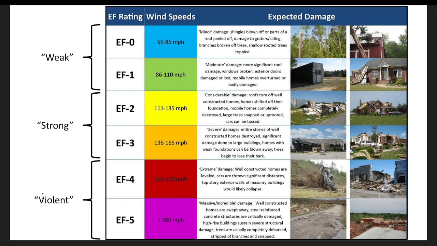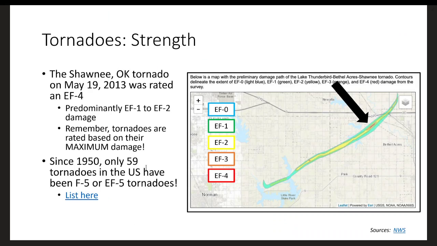Pretty much everything is gone. You're going to flatten the area. Well-constructed homes are completely swept away. Steel-reinforced concrete structures are critically damaged. High-rise buildings sustain severe structural damage. Trees are usually completely debarked and stripped of their branches, and they're snapped. So, yeah, it's bad news. With EF4 and EF5, you should be underground or in a tornado shelter.